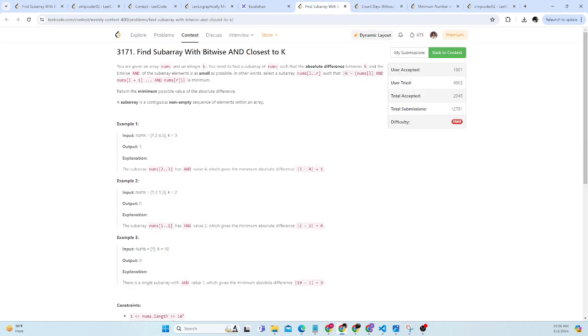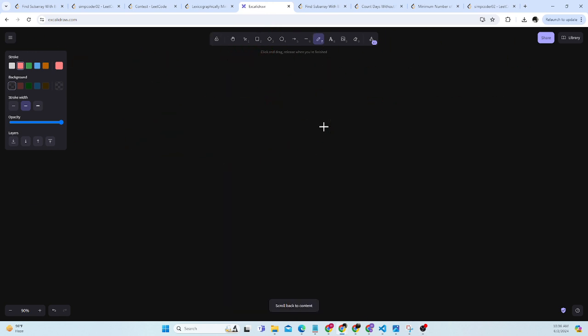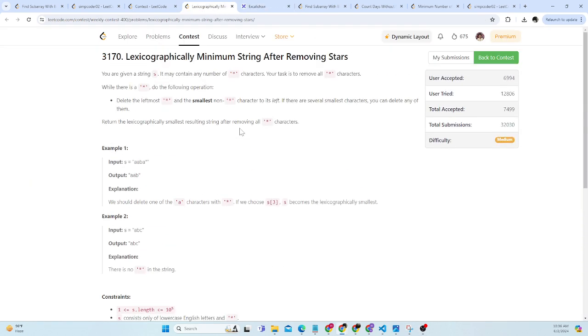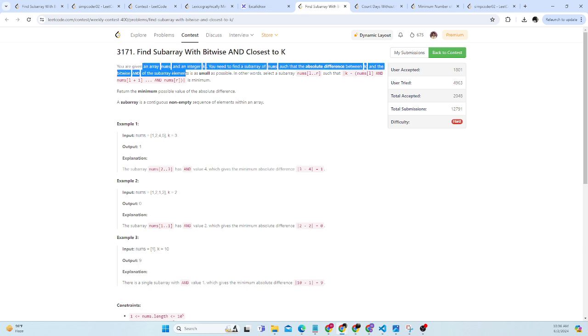Find the subarray with the closest bitwise AND. Okay, so what does this problem state? You are given an array nums and an integer k. You need to find a subarray of nums such that the absolute difference between k and the bitwise AND of the subarray elements is as small as possible. Return the minimum possible value of the absolute difference.